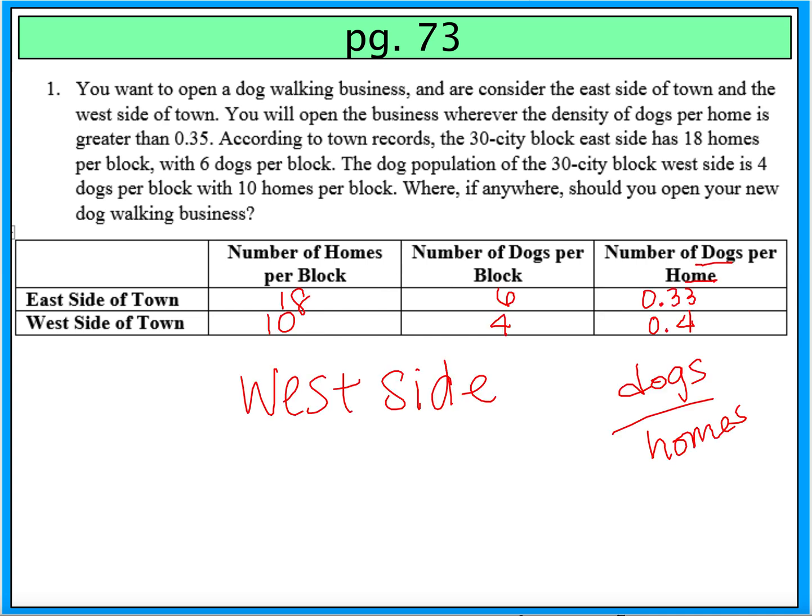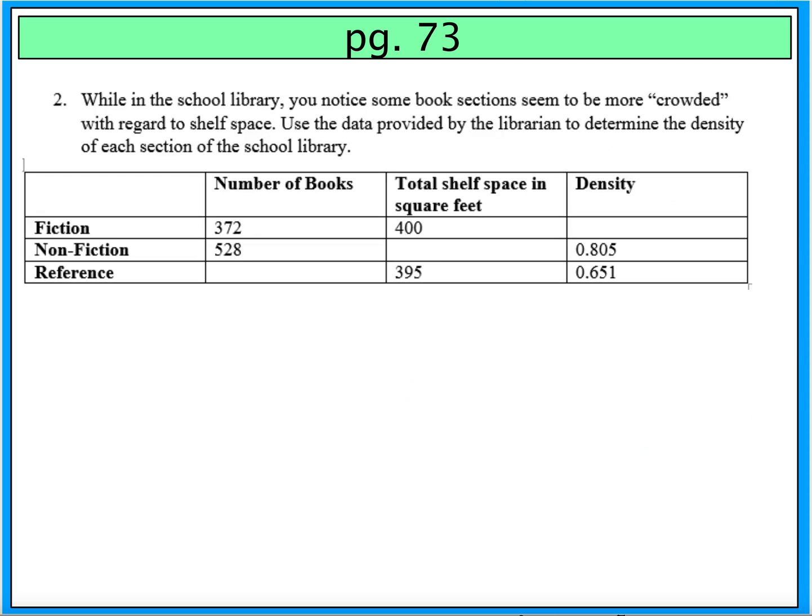All right, so here's how it works out. We get 0.33 on the east side and 0.4 on the west side. So of course we should go ahead and establish our business on the west side of town. You're going to do the same thing on number 2, so go ahead and work that out. Take a second here to fill in the missing pieces.